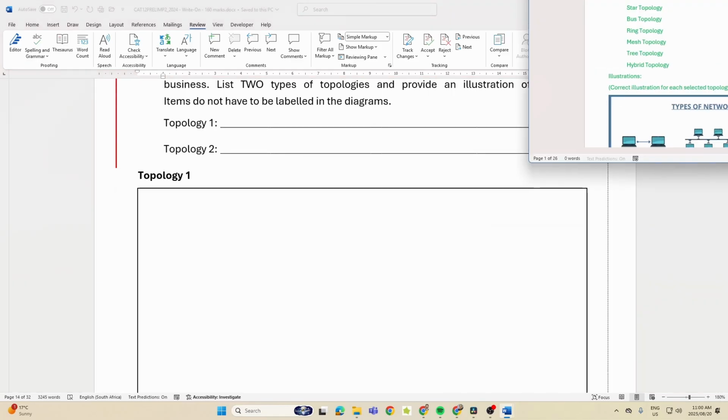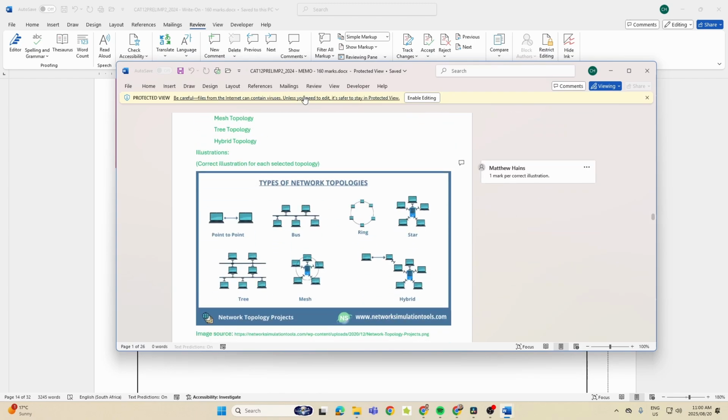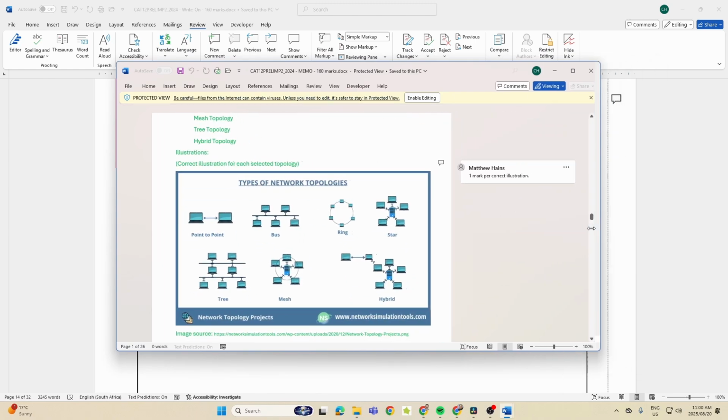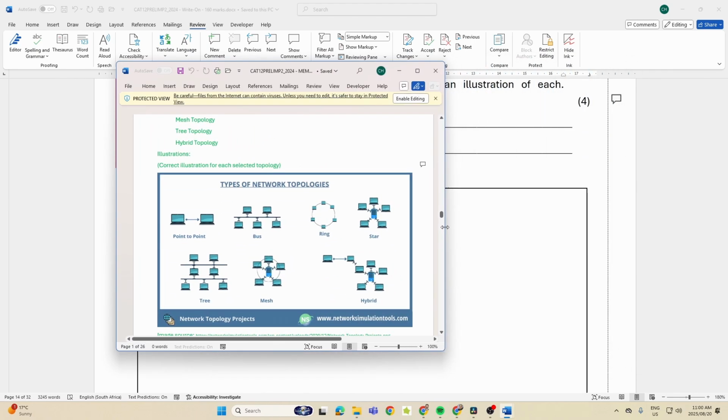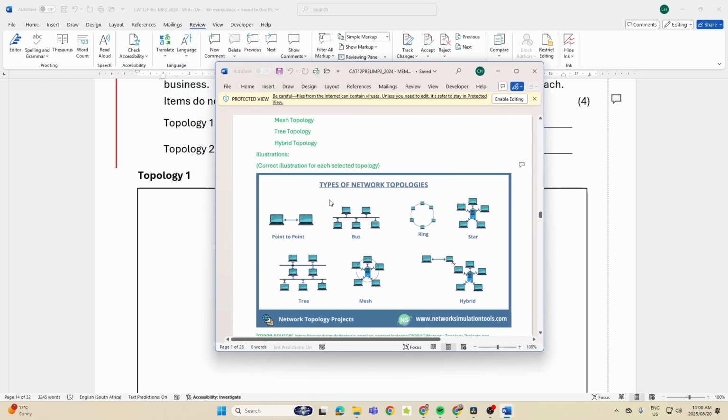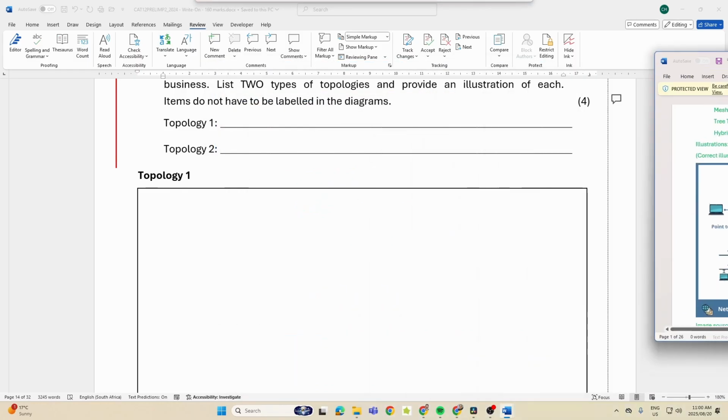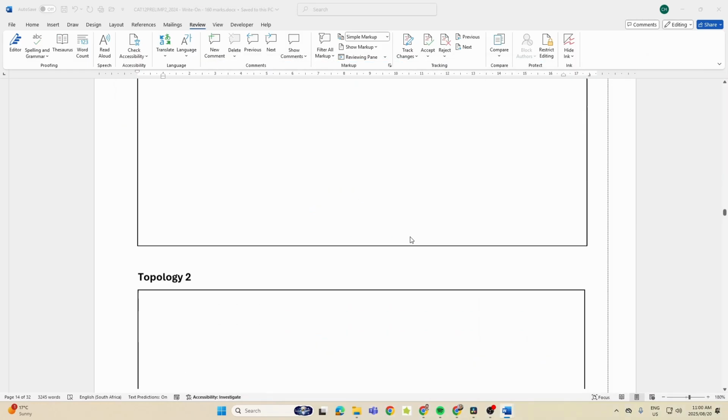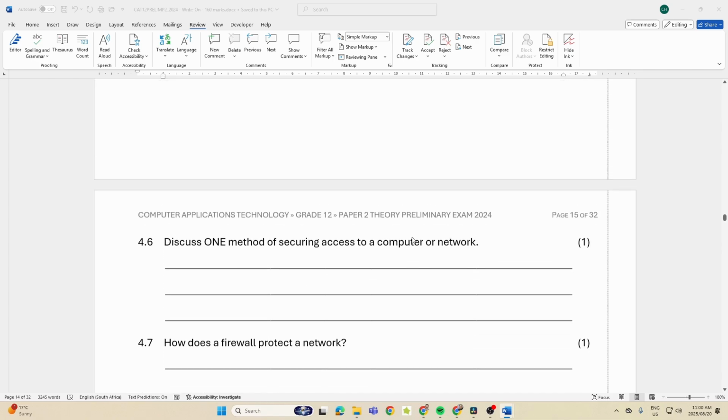Now, I just want to show you this from the memo. This is a very nice picture. So have a look at that. And there we can see our different topologies. Your point-to-point, your bus, tree, mesh, hybrid, which is a combination of everything, your ring, and your star. This is how the data is communicated. It does not mean that the computers are physically set up like that. Okay? This is the logical way that they are working. Right. So they wanted you to draw that.